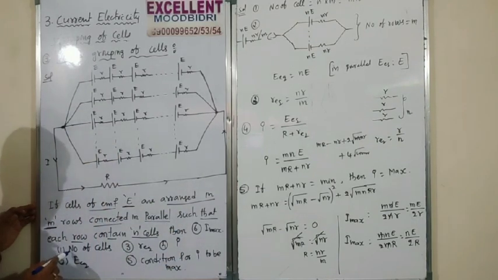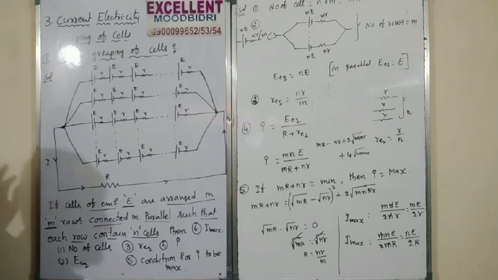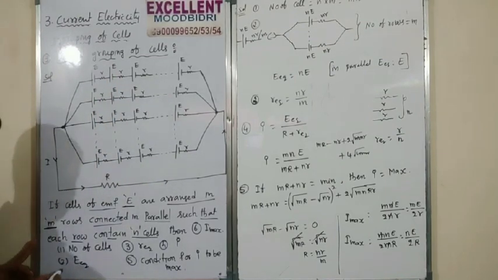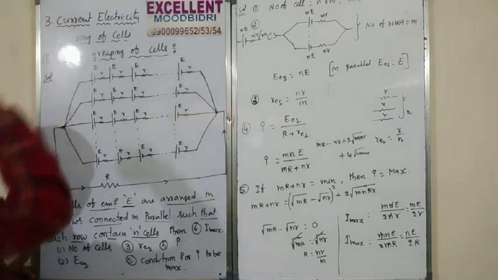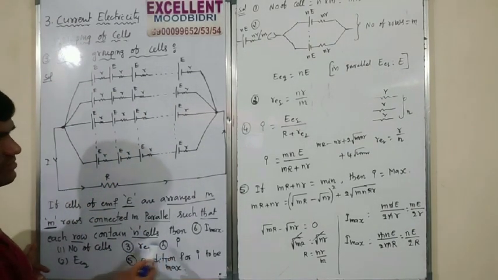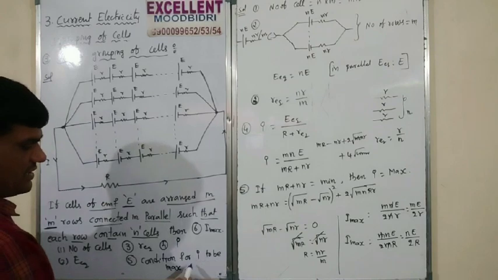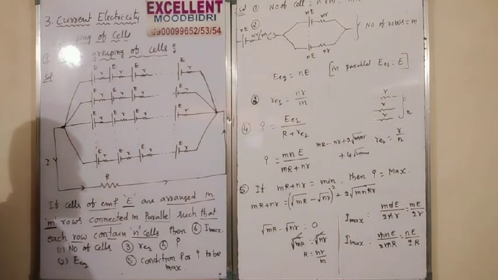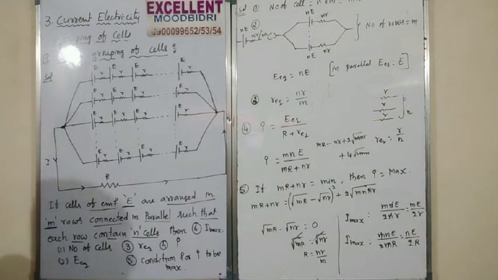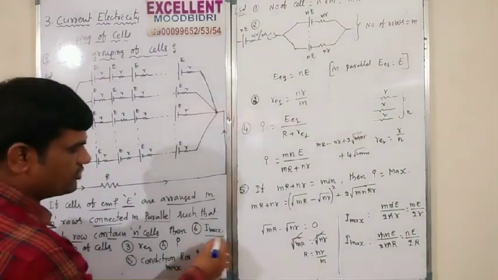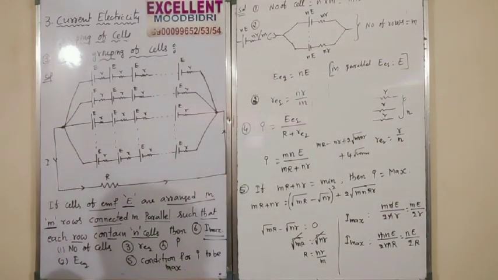Then in the circuit, the total number of cells is equal to how much? Next, E equivalent is equal to how much? Next, R equivalent is equal to how much? Then I is equal to how much? If you know E equivalent and R equivalent, through R the current is equal to how much? Then the condition for I to be maximum. So I becomes maximum. What is the condition? Then I max is equal to how much?